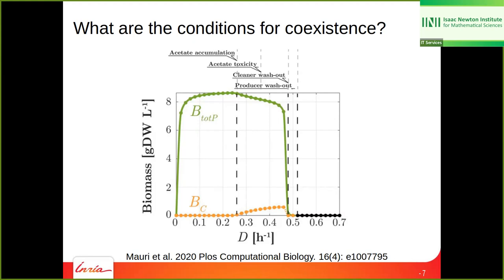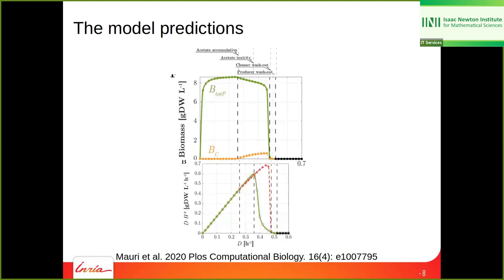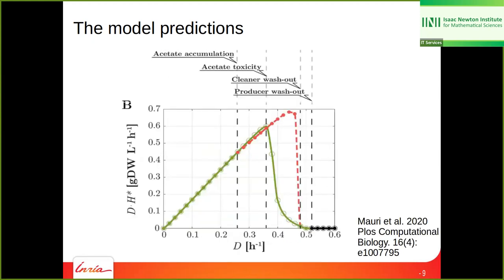And then what was also promising about this is that if you actually look at the productivity of the consortium in this region, so the productivity being the amount of protein that you produce per time unit, then you can see that if you look at the green line, which is the productivity of the single strain, versus the red line, which would be the productivity of the consortium, there's even a region where the consortium could be slightly more productive than the single strain.